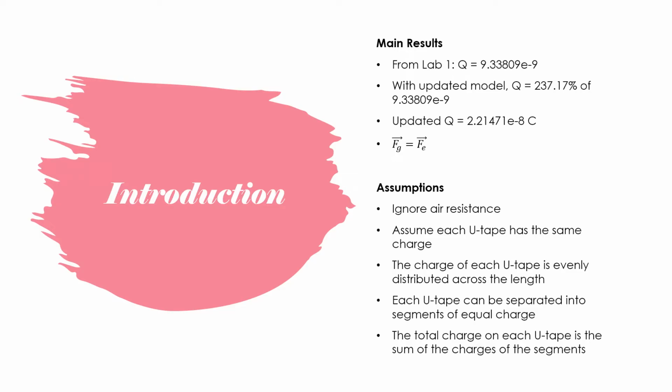You have to ignore air resistance. You have to assume that each U-tape has the same charge. The charge of each U-tape has to be evenly distributed across its length. Each U-tape can be separated into segments of equal charge, and then the total charge on each U-tape is the sum of the charges of the segments.